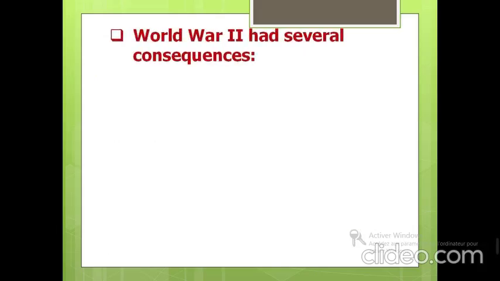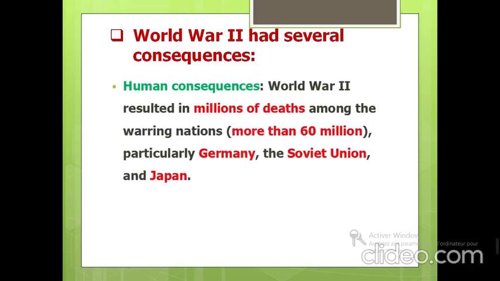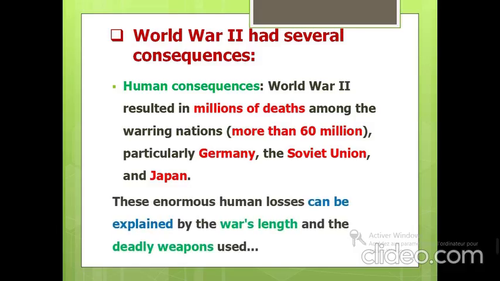World War II had several consequences. Human consequences: World War II resulted in millions of deaths among the warring nations, more than 60 million, particularly Germany, the Soviet Union, and Japan. These enormous human losses can be explained by the war's length and the deadly weapons used.